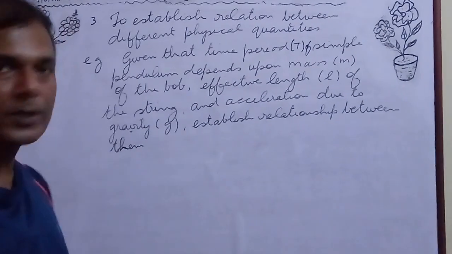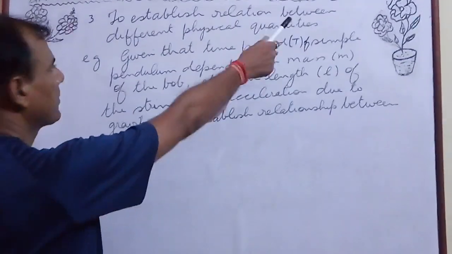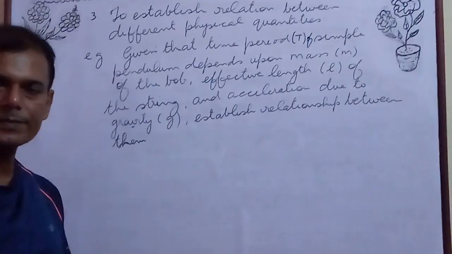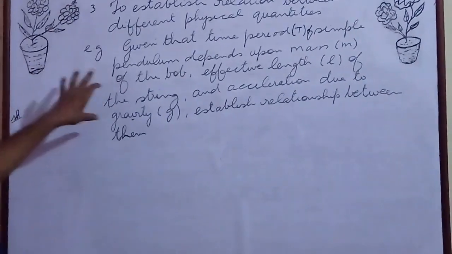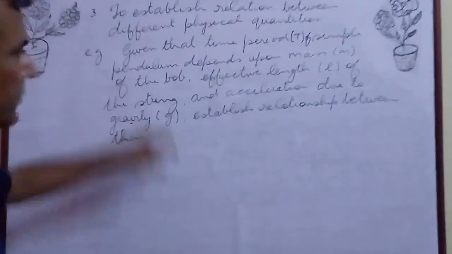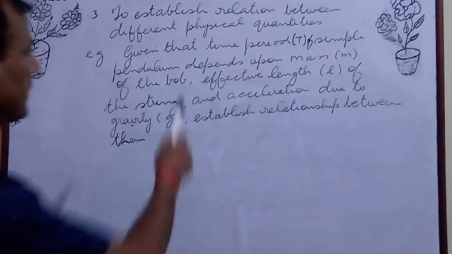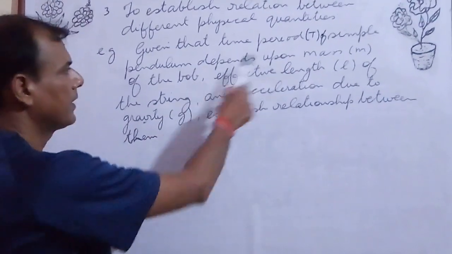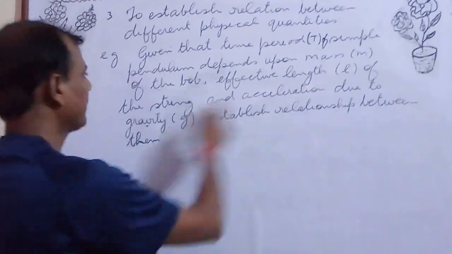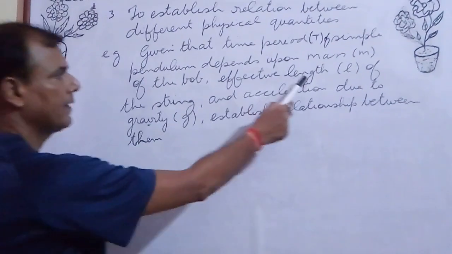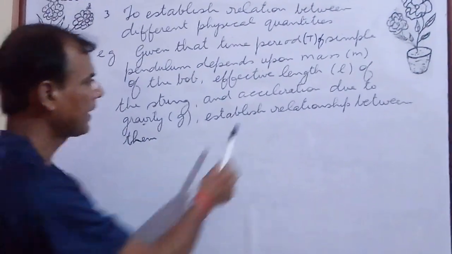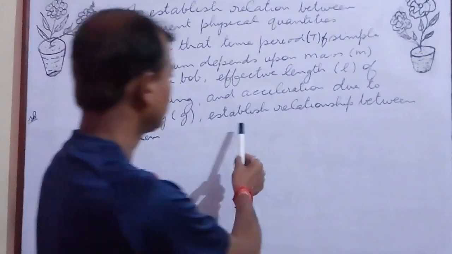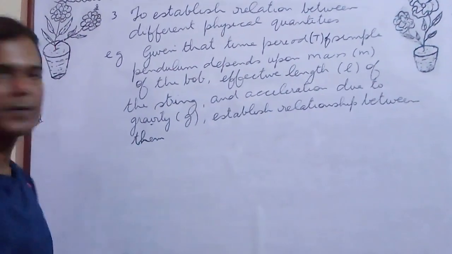The third most important use is to establish a relation between different physical quantities. Again, I am taking a known example. It is given that the time period T of a simple pendulum depends upon the mass m of the bob, the effective length L of the string, and the acceleration due to gravity g. The question is to establish the relationship between them.